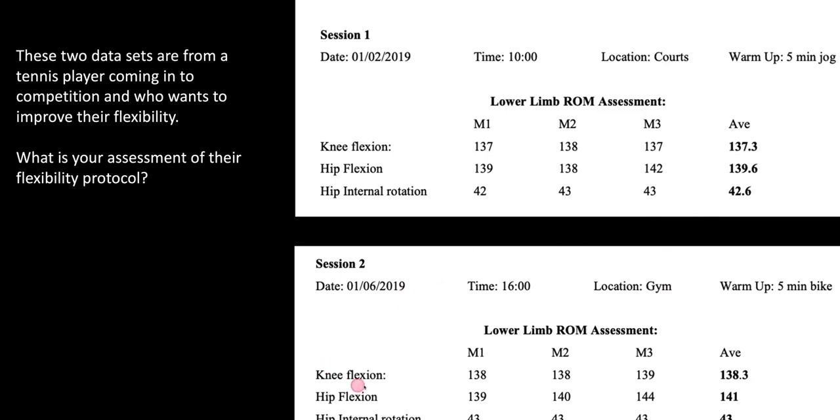What data have we got? So we've just got a couple of measurements: knee flexion, hip flexion, and internal rotation, measured in triplicate with an average, and that's done across the board. And our knee flexion goes from 137.3 to 138.3. Hip flexion 139.6 to 141. And hip internal rotation 42.6 to 43.